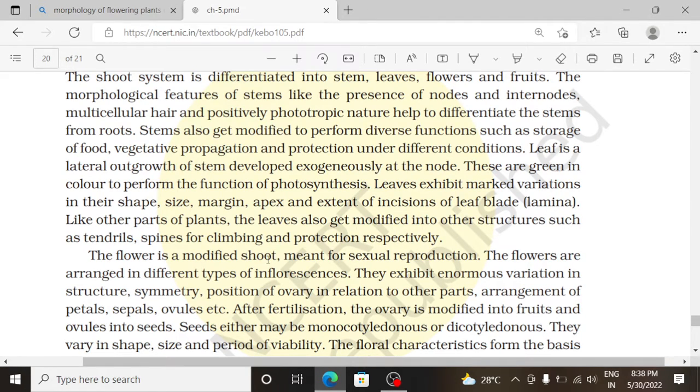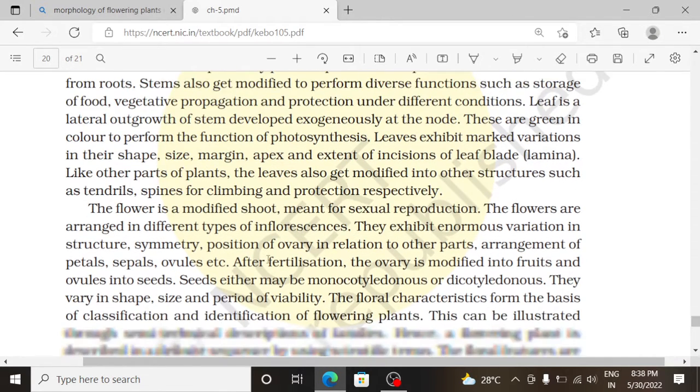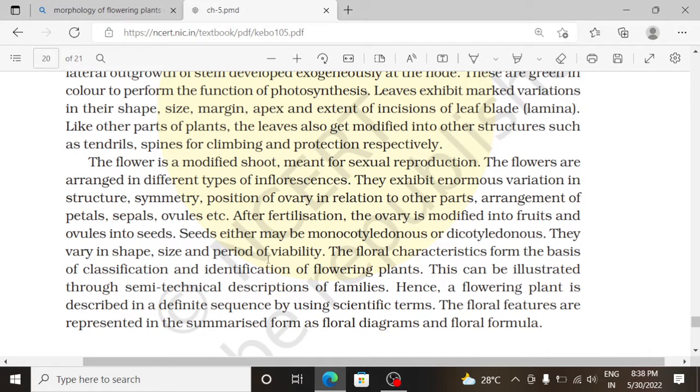protection respectively. The flower is a modified shoot meant for sexual reproduction. The flowers are arranged in different types of inflorescences. They exhibit enormous variation in structure, symmetry, position of ovary in relation to other parts, arrangement of petals, sepals, ovules, etc. After fertilization, the ovary is modified into fruits and ovules into seeds.